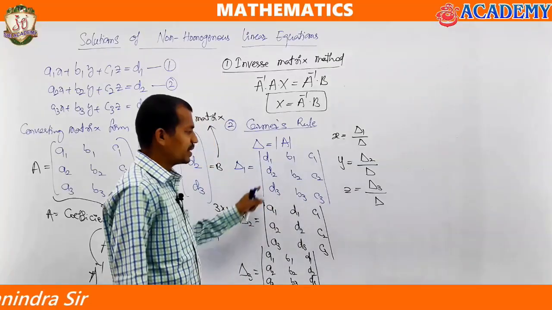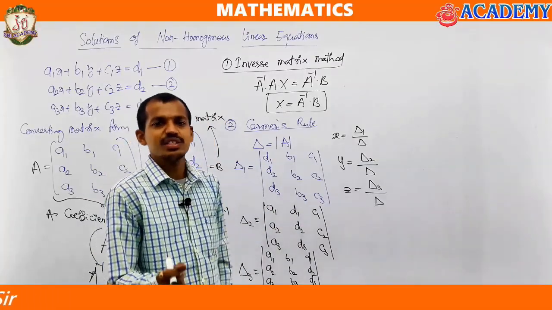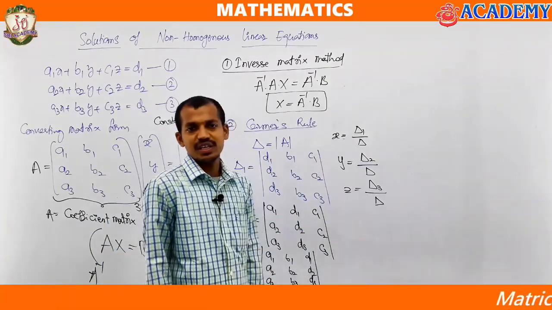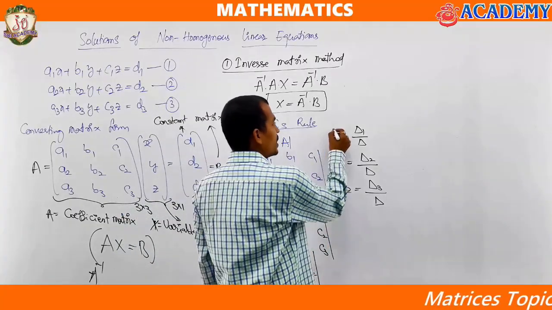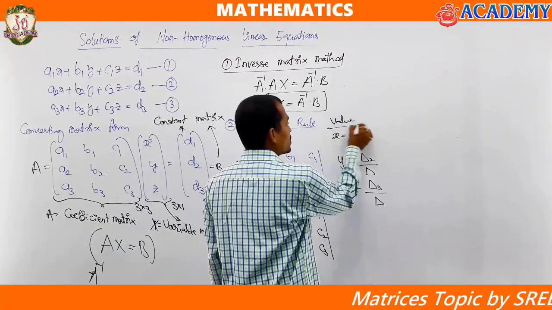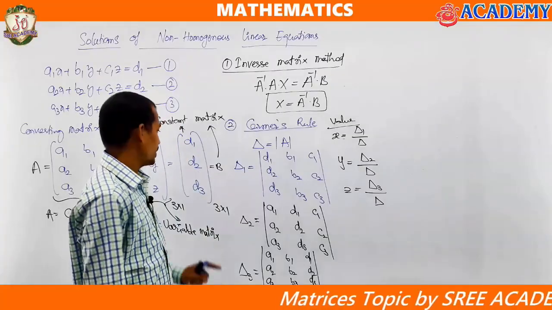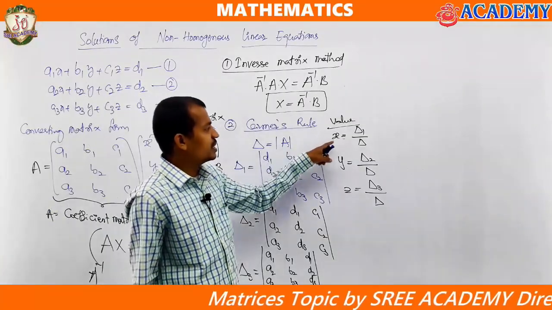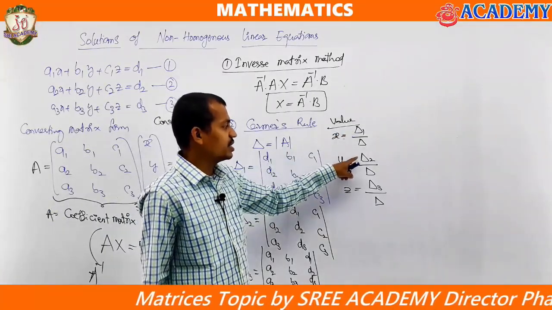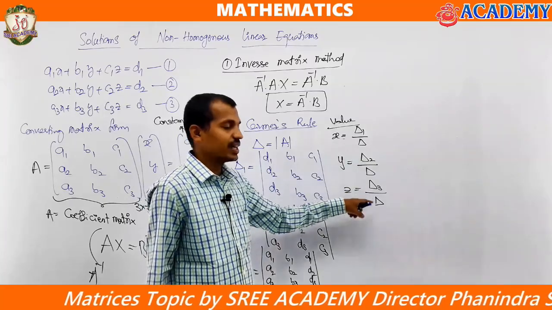Delta is nothing but the determinant. Indirectly the determinant always is going to be a number. By those numbers you will get these values. These 3 values you will get, indirectly here is going to be the X matrix. X is going to be delta 1 by delta, Y is going to be delta 2 by delta, Z is going to be delta 3 by delta.